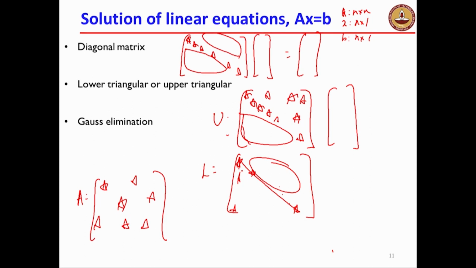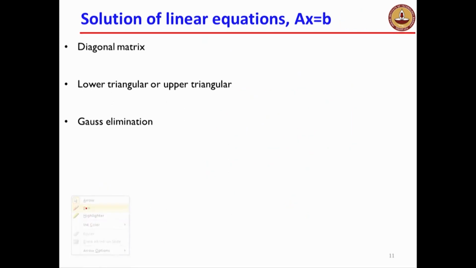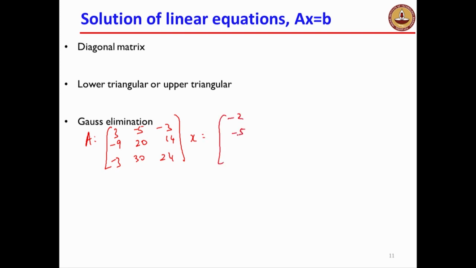Now for arbitrary matrices, what do we do? This is an arbitrary matrix and it seems to be very difficult. It's neither diagonal nor upper triangular or lower triangular. What Gauss elimination tells us is there is a systematic way of converting it into an upper triangular matrix and then we solve that. So how do we do that?